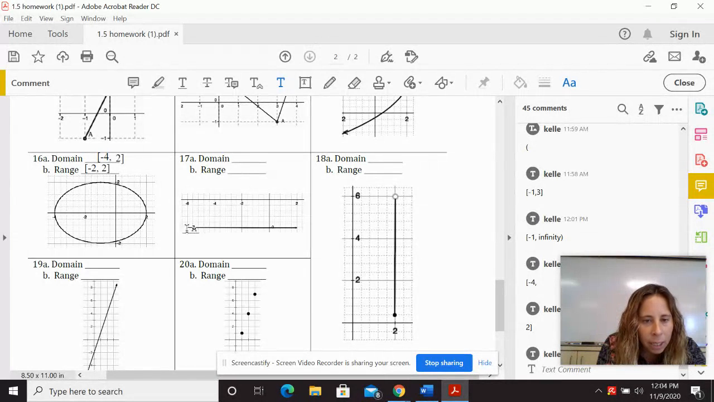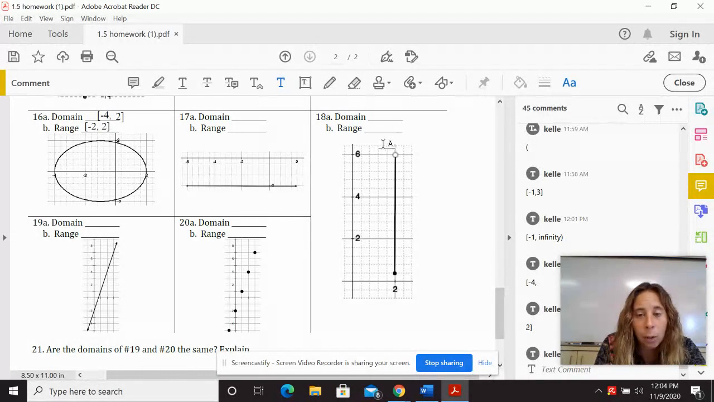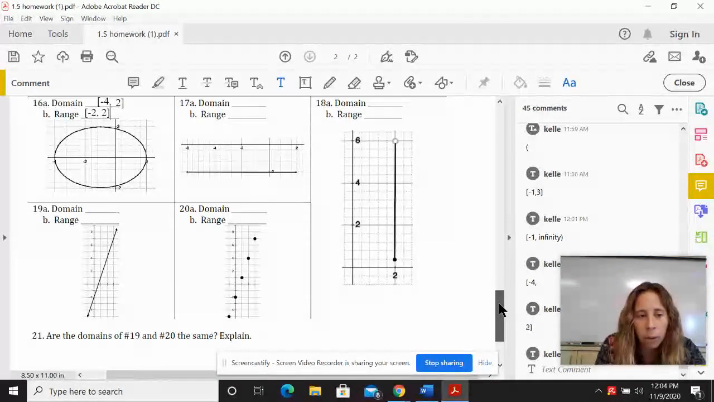Number 17, I'm going to let you give it a shot. Number 18, you have a hole, so make sure when you're writing it, you use a parenthesis for the hole.